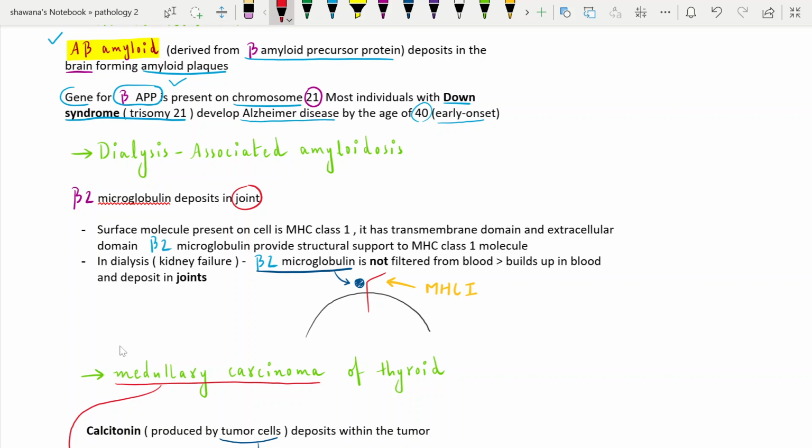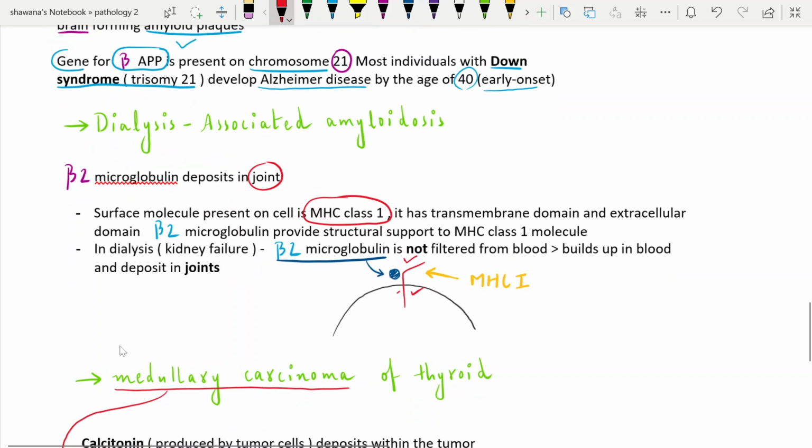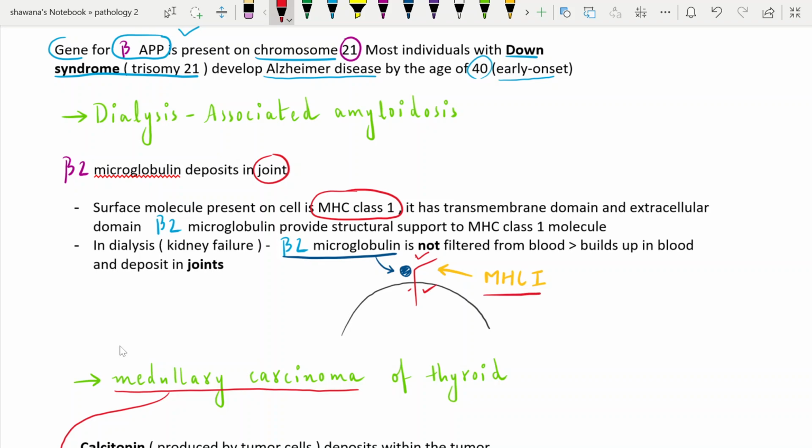First thing, there are MHC class 1 molecules that are present on the surface of many cells. It has a transmembrane domain, this one, and it has an extracellular domain, right? You can see here it's an MHC class 1 molecule. It has a transmembrane domain and an extracellular domain. But the supportive structure for the MHC class 1 molecule is beta 2 microglobulin. It's beta 2 microglobulin which provides the structural support to the MHC class 1 molecules.